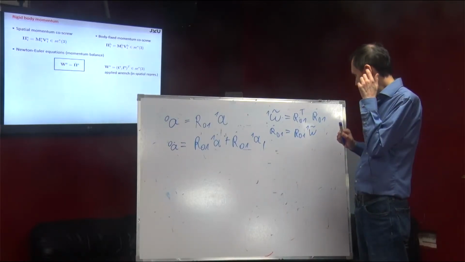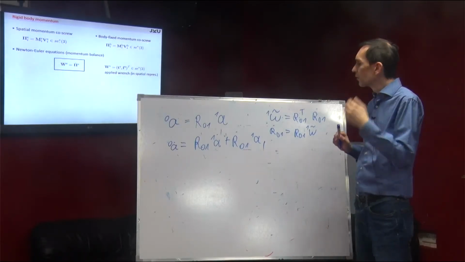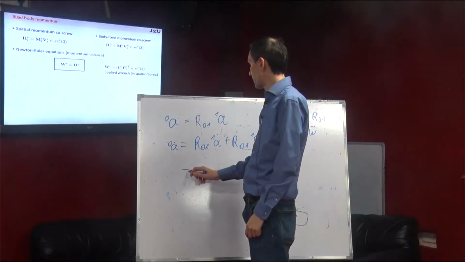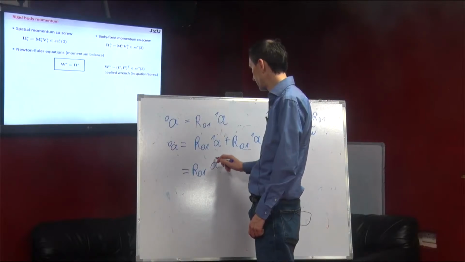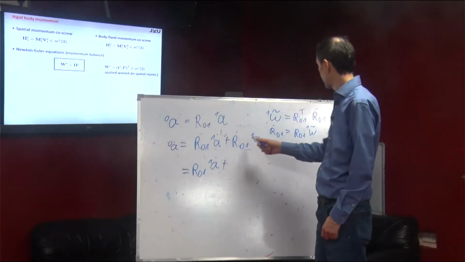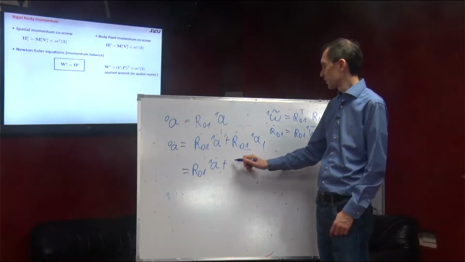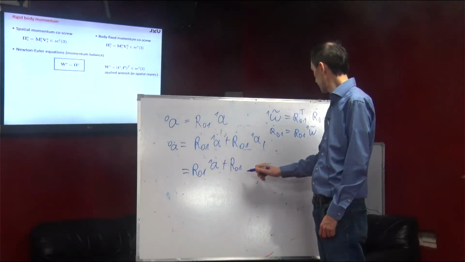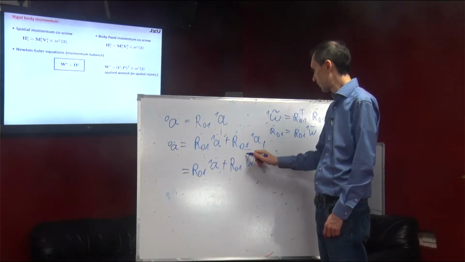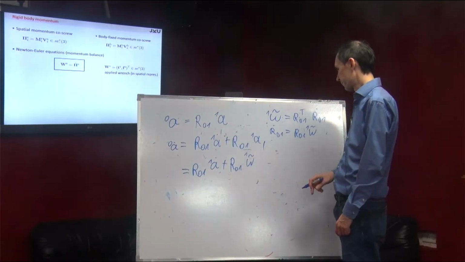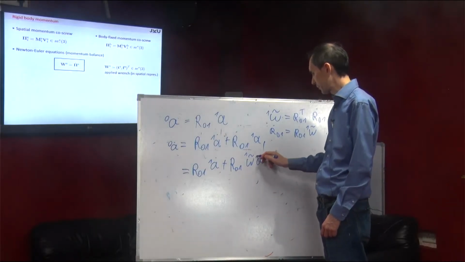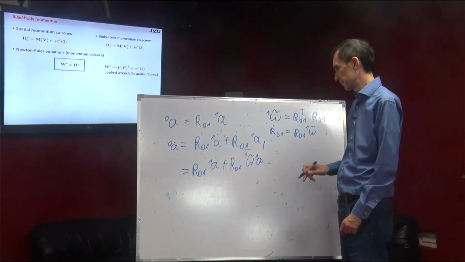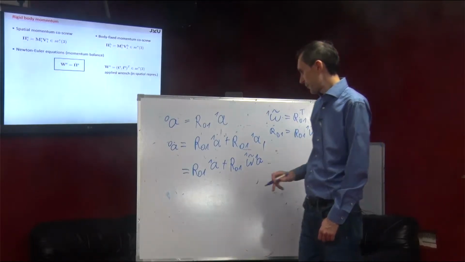Why is this interesting? Because we can plug it in here. What you can find is this is R01 A1 dot plus, and now comes this R dot, and the R dot is this one, which is R01 omega tilde in the 1 frame, times the vector A. Very nice.